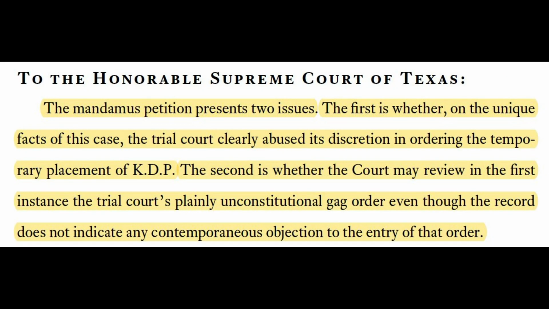This was to the Supreme Court, and it was a mandamus petition. It presented two separate issues. One was whether the trial court had clearly abused its discretion in ordering the temporary placement of KDP someplace. The second is whether the court may review, in the first instance, the trial court's plainly unconstitutional gag order.